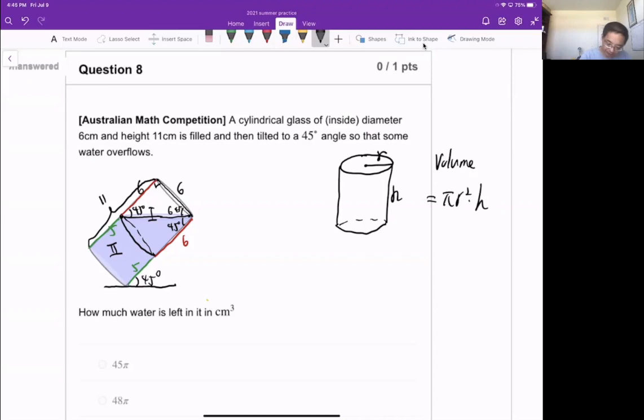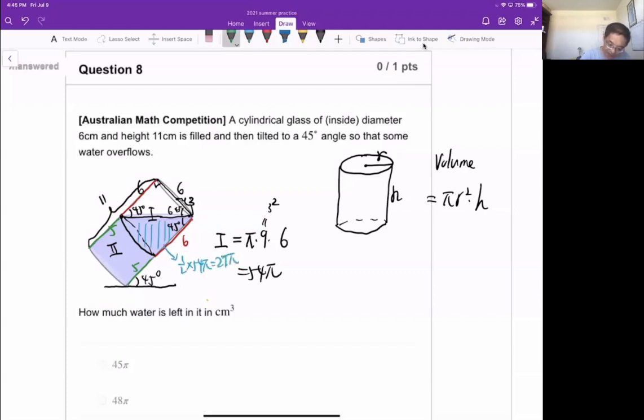And for part 1, we know the radius is equal to 3, right? So the radius is 3. So that's pi times 9, which is 3 squared, times 6, that's the height, which is 54 pi. Okay, 54 pi, that's for part 1. But the water is half of it, right? So this is half of it. So 1/2 times 54 pi is 27 pi.